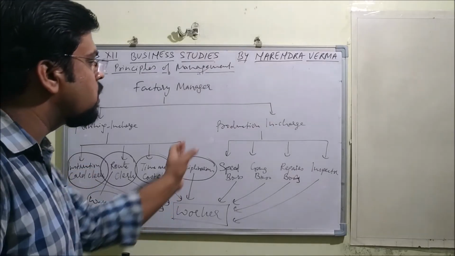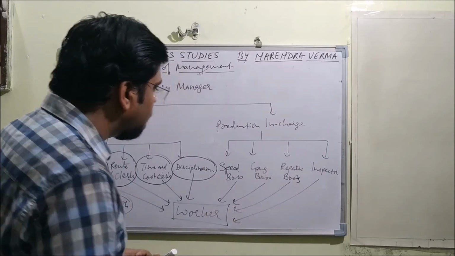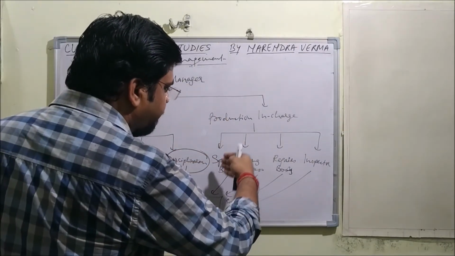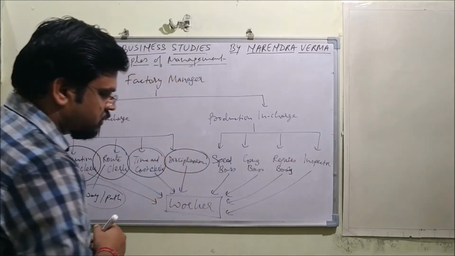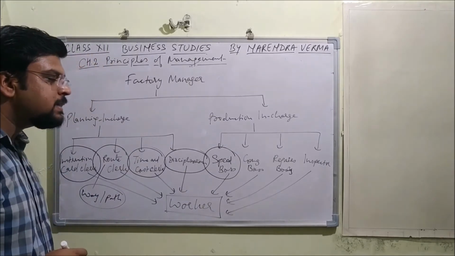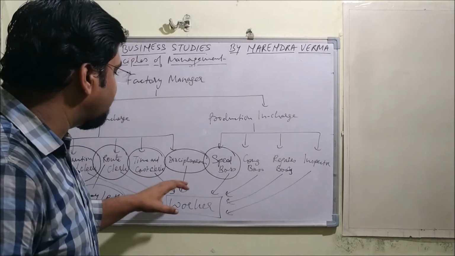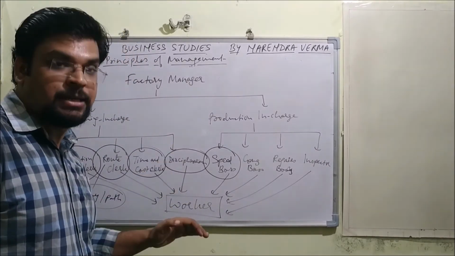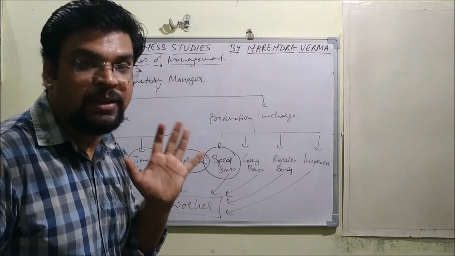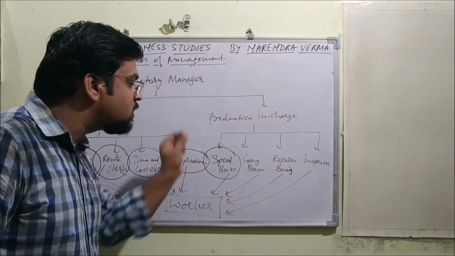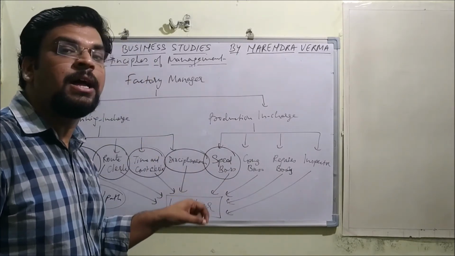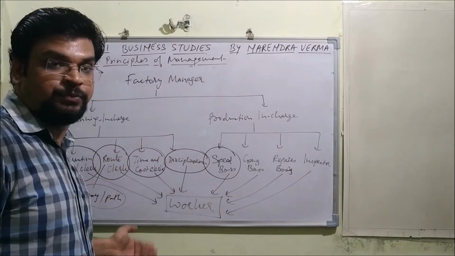Now let's talk about the production process. Whatever planning has been done has to be implemented by these four specialists. Let's talk about the speed boss. He checks whether the work is happening according to the time limit that has been set. If it is not, he will stress all the workers that the work has to be done as per the time already fixed.